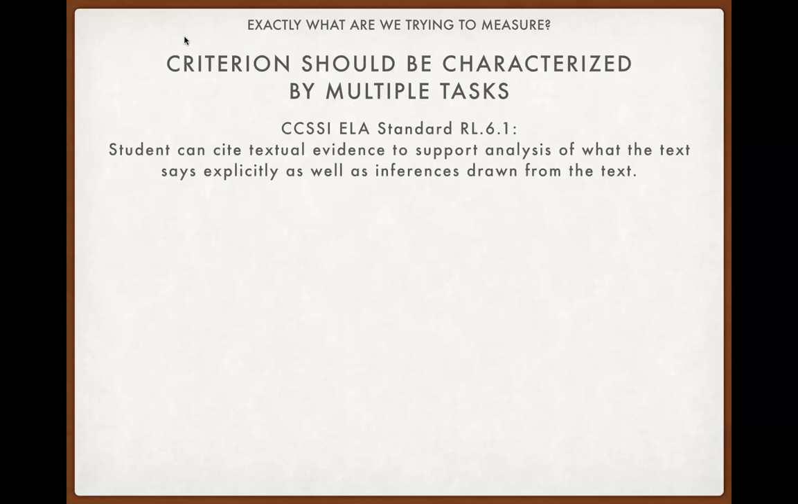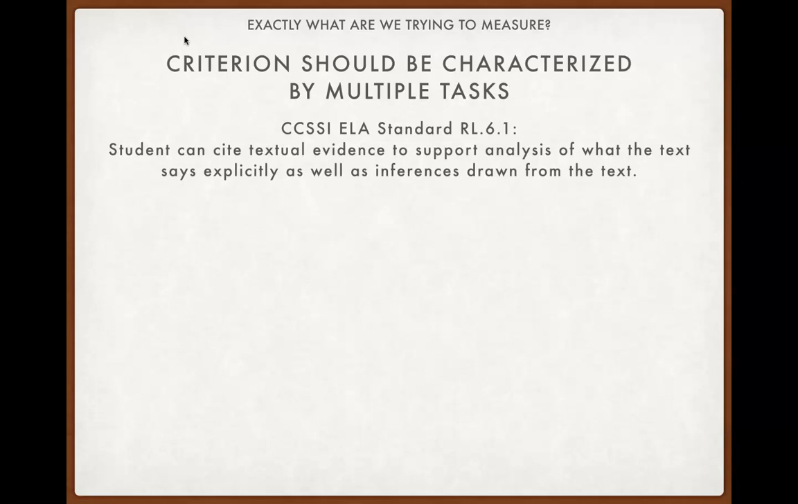Let's say that this is our standard, basically an English standard. Students can cite textual evidence to support analysis of what the text says explicitly, as well as inferences drawn from the text. So this is a 6th grade standard. Students need to be able to do that. Now, that's not necessarily written in student language. I would do my best to rewrite this standard for students to understand, broken up in your criterion. That's your job as you develop your rubric: for them to understand what am I supposed to do now?